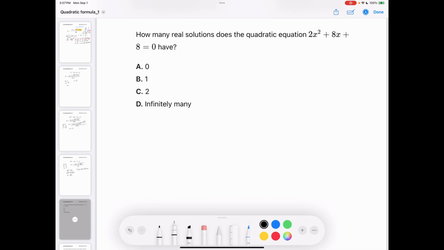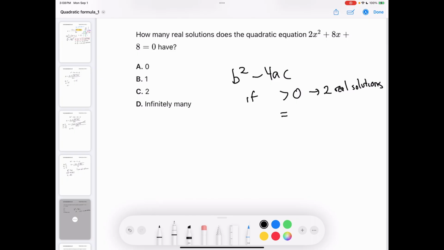Moving on, let's look at this problem. How many real solutions does this quadratic equation, 2x squared plus 8x plus 8 equals 0, have? This question isn't asking us to solve for x. It's asking how many real solutions there are. So this is where the discriminant comes into play. Remember, the discriminant is b squared minus 4 times a times c. And if that value is positive, greater than 0, you have 2 real solutions.